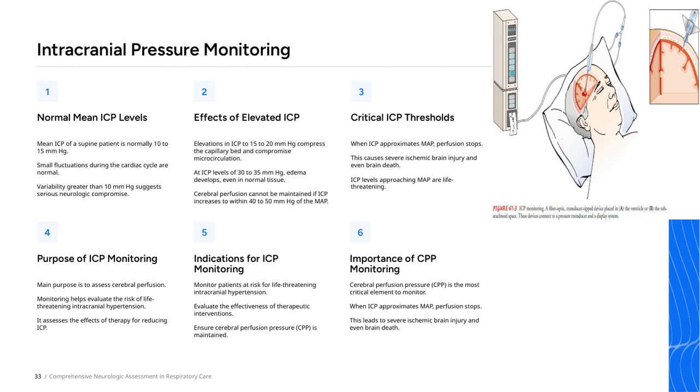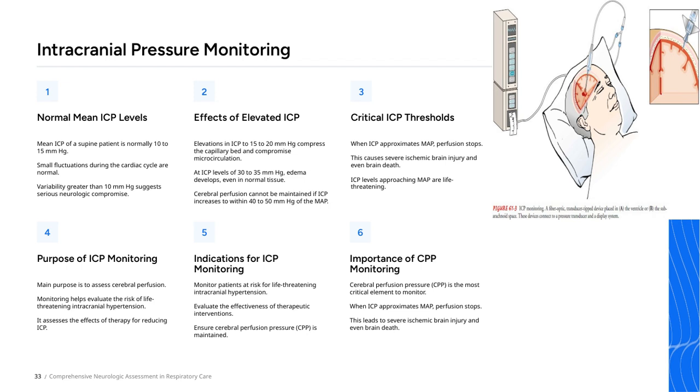Elevations in ICP to about 15 to 20 mmHg can start compressing the capillary beds, which impairs microcirculation. If ICP rises to 30 or 35 mmHg, edema can develop even in normal tissue, further exacerbating brain injury. When ICP approaches 40 to 50 mmHg of MAP, cerebral perfusion can't be maintained at all, putting the patient at immediate risk. Normally, the mean ICP in a supine patient is between 10 and 15 mmHg.